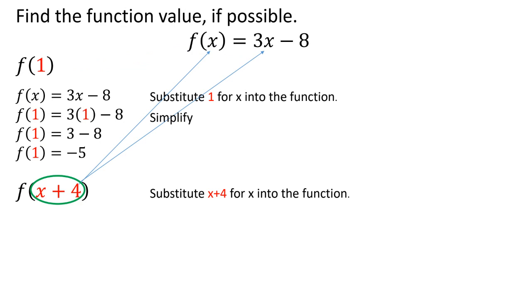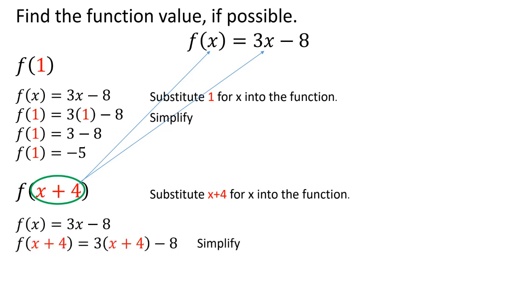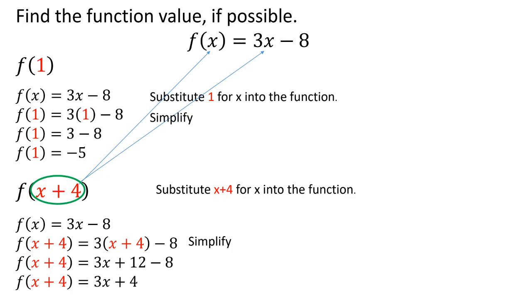Okay, let's do the second example. Again, this is telling me that everywhere I see x, I'm going to plug in now an expression, x plus 4. So let's go ahead and do that. We have 3 times x plus 4 minus 8. Let's go ahead and distribute the 3. And it's going to give me 3x plus 12 minus 8. Let's go ahead and simplify. And we have 3x plus 4. And this is our final answer.